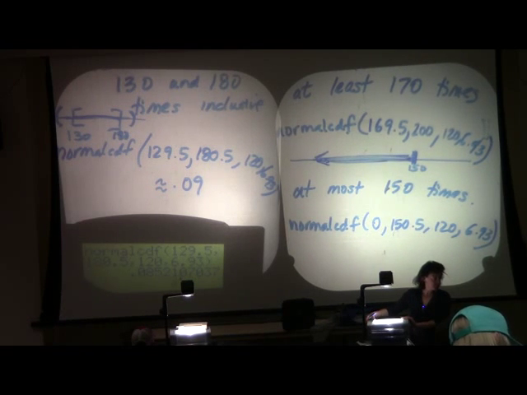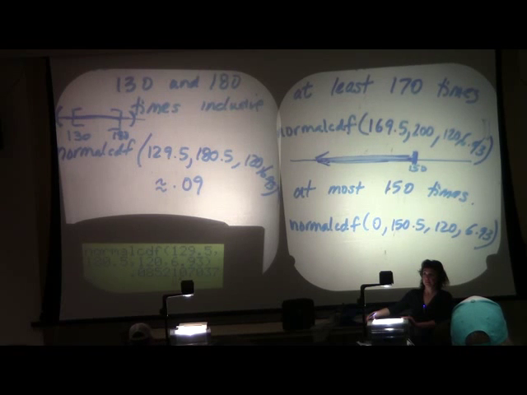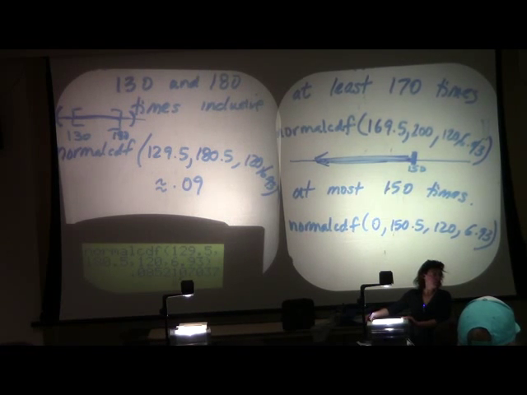Does that make sense? Do you guys want me to go through and compute this? Or are you guys okay computing it? You want to see one more example?